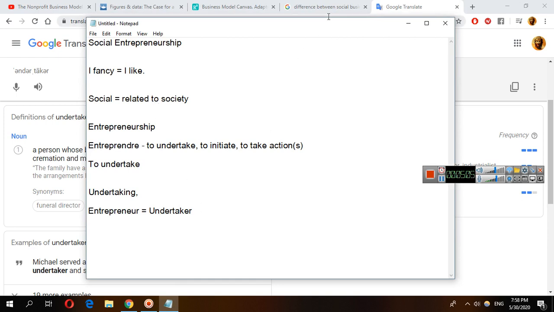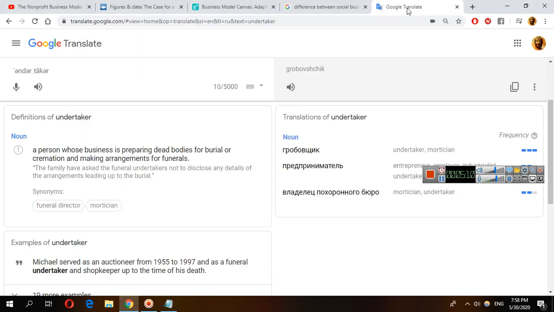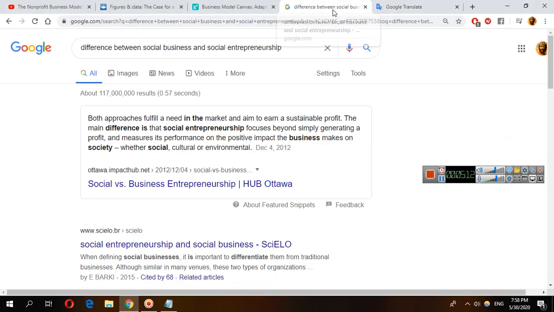Social entrepreneurship. So what is social entrepreneurship actually? Let's also look at this one. So, the difference between social business and social entrepreneurship, right? It's almost the same. Social entrepreneurship is a type of social business. However, the main difference is that social entrepreneurship focuses beyond simply generating a profit and measures its performance on the positive impact the business makes on society.